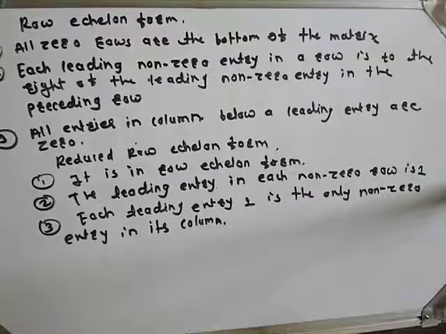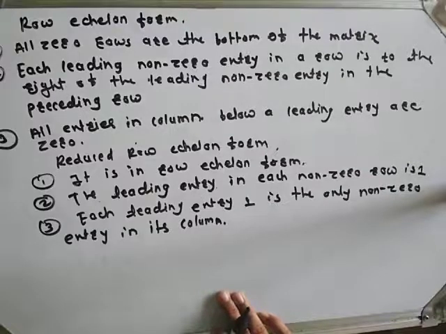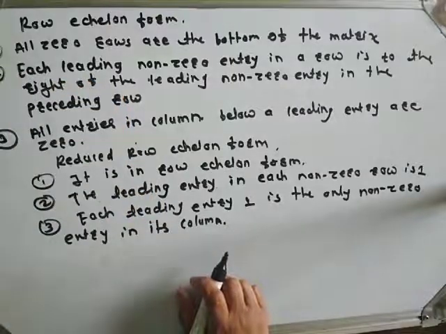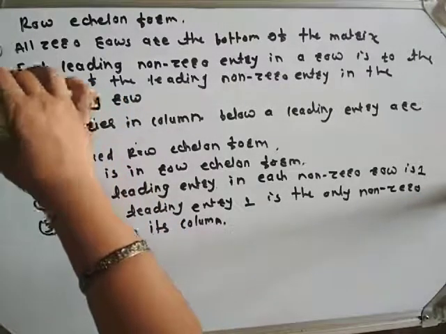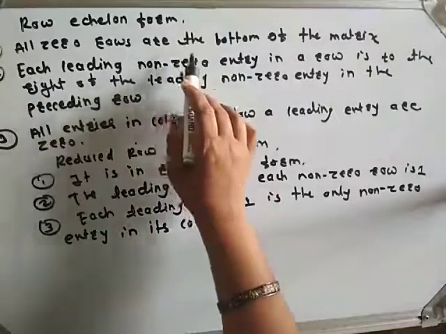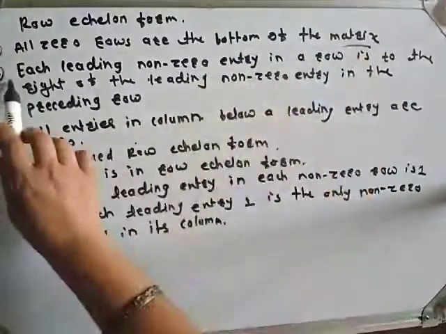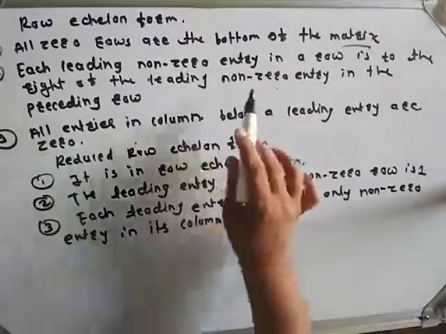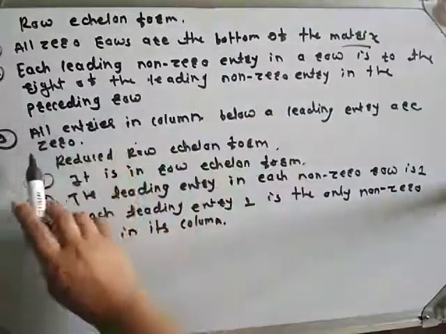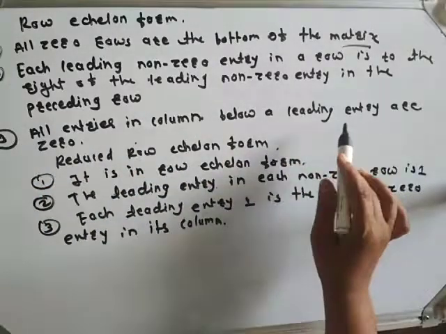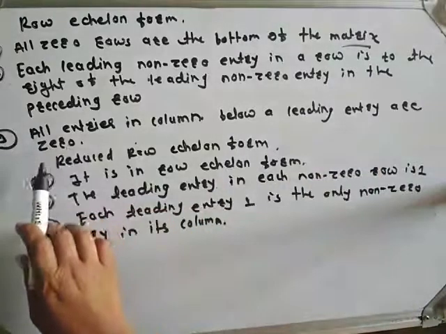Hello students, in the previous video we have seen row echelon form and reduced row echelon form. We say that matrix A is in row echelon form if it satisfies these three conditions. First condition: all zero rows are at the bottom of the matrix. Second condition: each leading non-zero entry in a row is to the right of the leading non-zero entry in the preceding row. And third condition: all entries in a column below a leading entry are zero.